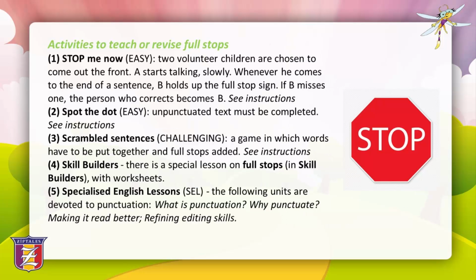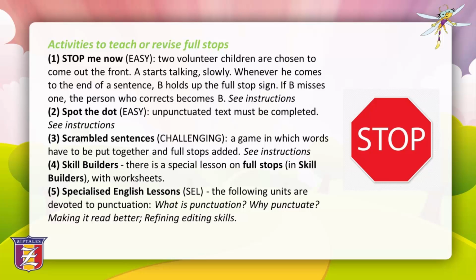Now some activities to teach or revise full stops. 1. Stop me now. 2 volunteer children are chosen to come out the front. One is the speaker, A, and one is the punctuator, B. A starts talking slowly. Whenever he comes to the end of a sentence, B holds up the full stop sign. If B misses one, the person who corrects becomes B.